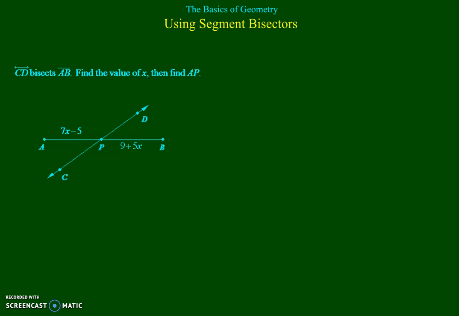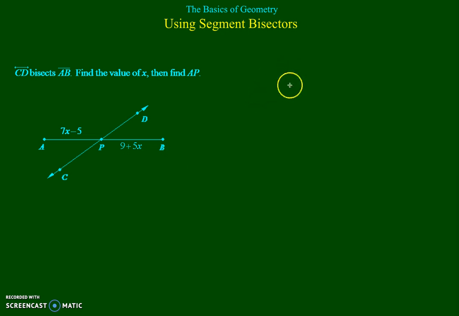So here we have line CD bisects segment AB, and we want to find the value of x first, and then find the length of AP. So here we have point P is the midpoint, because since CD is the bisector of that segment, it must go through the midpoint. So P is the midpoint, which means segment AP is congruent to segment PB, which means that the length of AP is equal to the length of PB. So that's all we have to do, is set these two expressions equal to each other and solve for x.